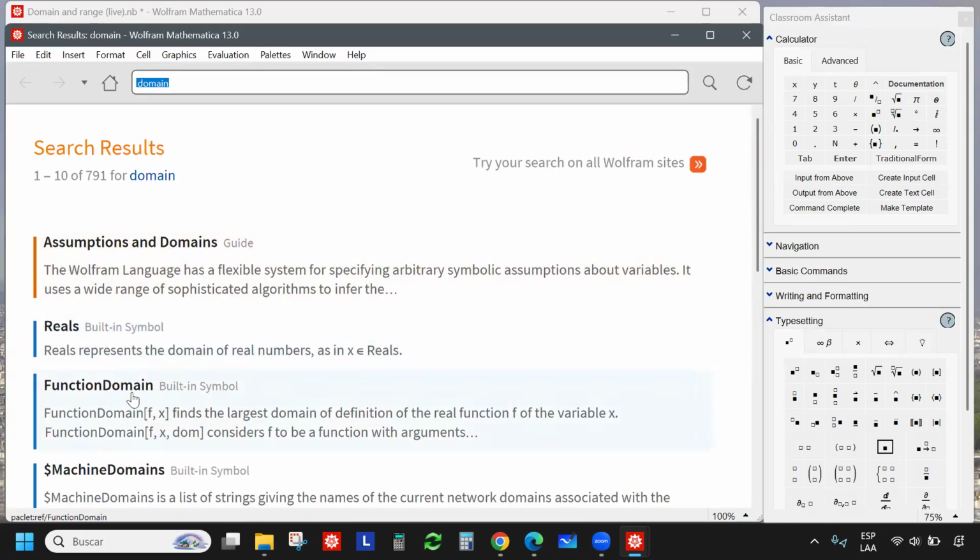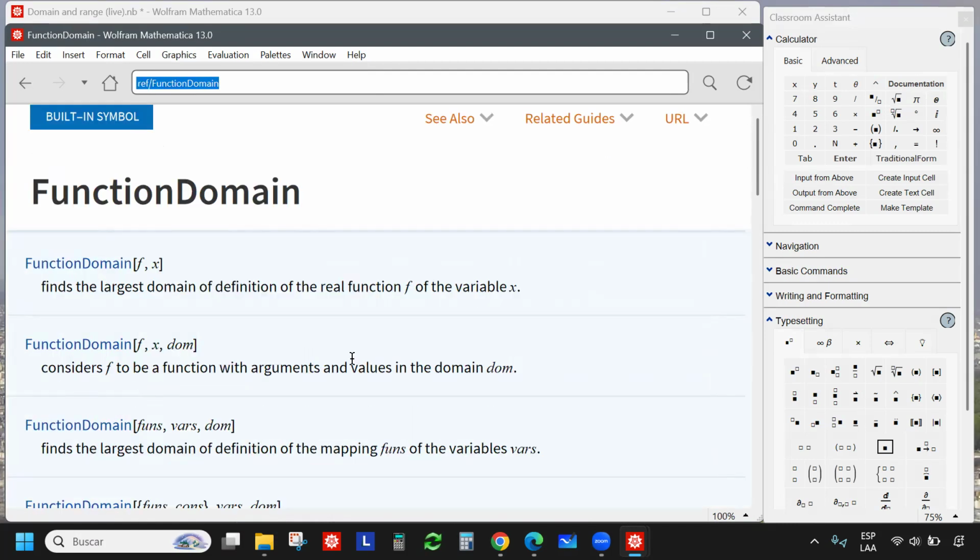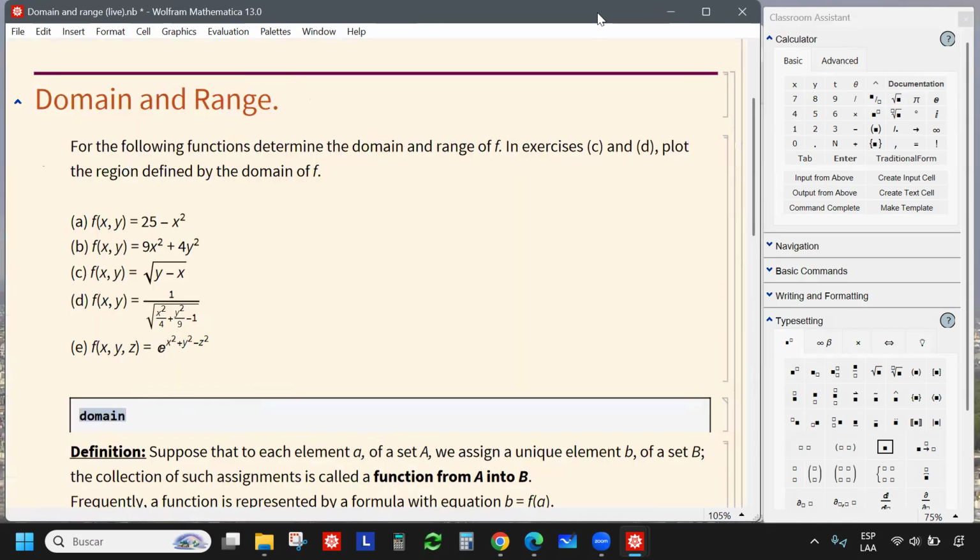Here we are interested in FunctionDomain. And then the third entry is the one that is appropriate for us. FunctionDomain finds the largest domain of definition of the mapping f of the variables vars. And what is the domain of definition of a function? Let's consider the definition I have written in the notebook.